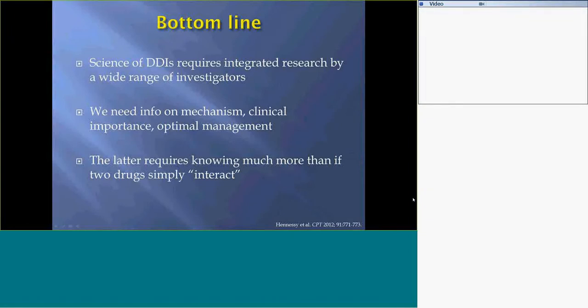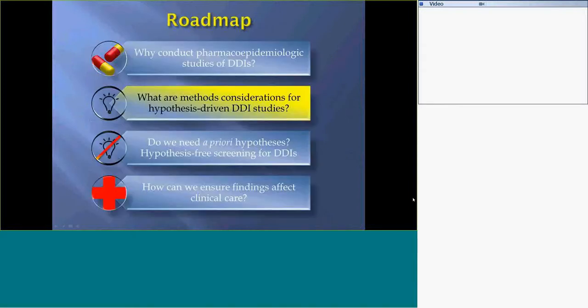So the bottom line is the science of drug interactions requires integrated research by a wide range of investigators. We need critical, rigorous information on mechanism, the clinical importance of the outcomes, and optimal management. And really the latter requires knowing much more than simply if two drugs interact, so the research can't really just stop there. So hopefully that's kind of primed the scene here for why conducting pharmacoepi studies of DDIs is important.